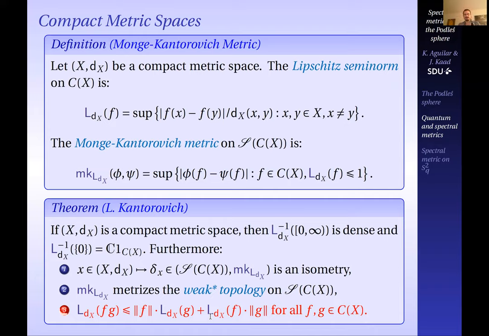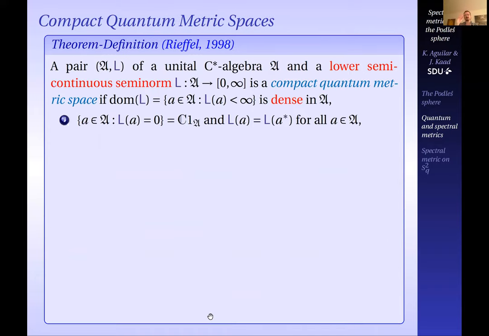He captured the properties and he made sure that he was able to recover some classical structure in the process. So a compact quantum metric space is a unital C-star algebra with a lower semi-continuous seminorm, allowed to take value infinity, such that the domain, the elements for which it's finite, is dense, okay? And it vanishes only on the scalar multiples of the identity, okay? It's invariant under the adjoint.